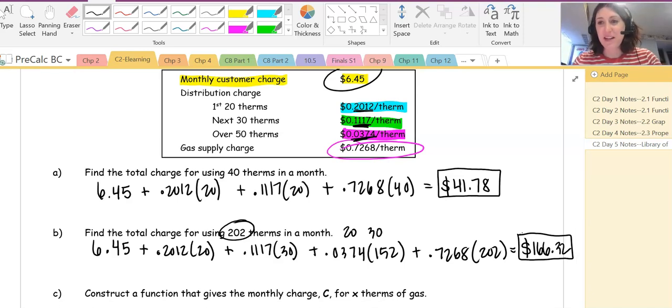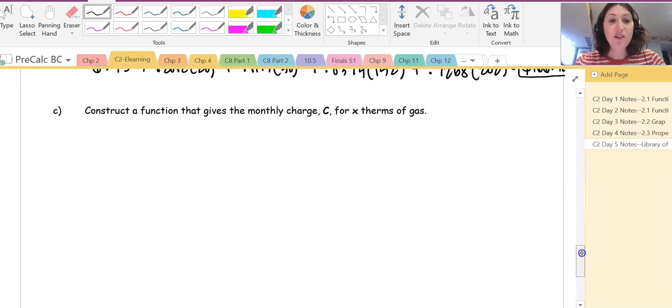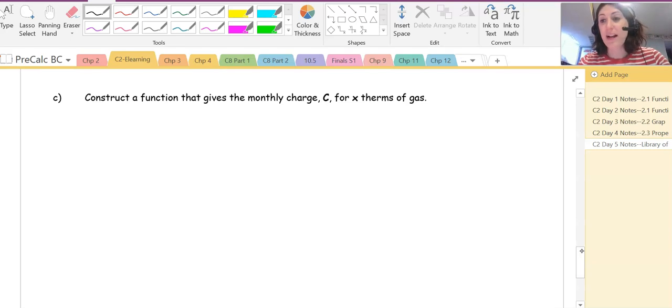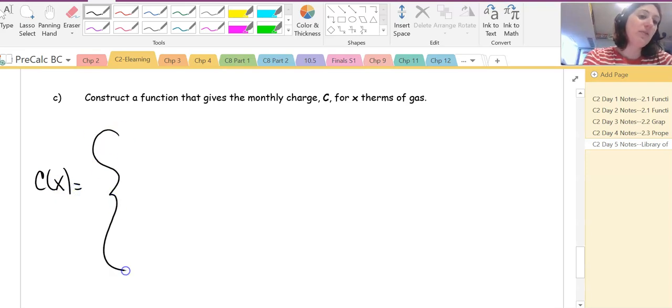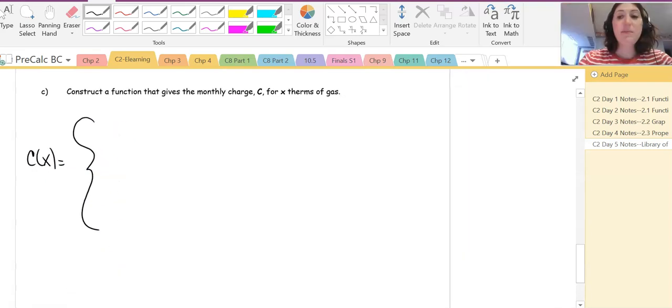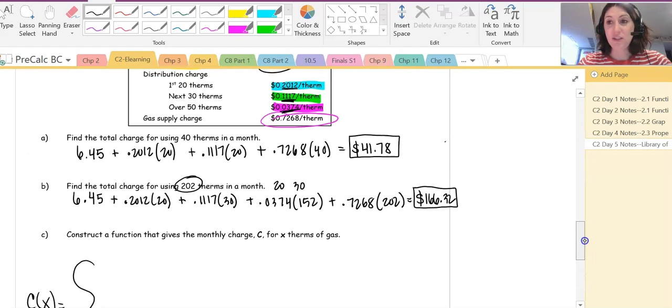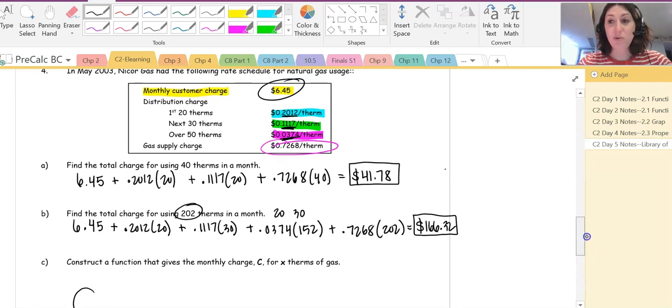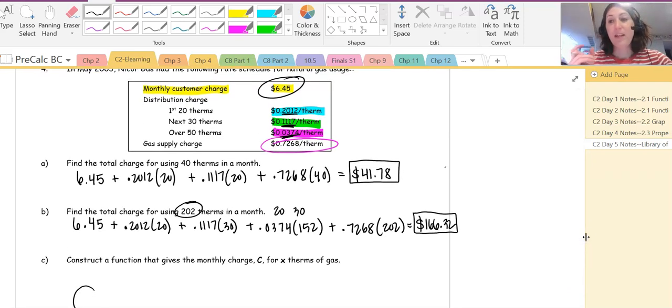It's not enjoyable. Okay. Finally, construct a function that gives the monthly charge C for X therms of gas. This is telling you to write your equation or your definition of a function. So make sure you have your C of X equals. And again, just like we did with writing the functions from the graph, I prefer to do my domain restriction first. Okay?